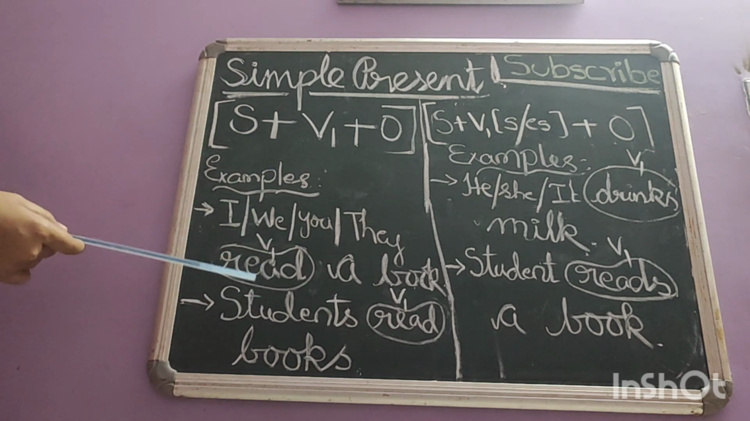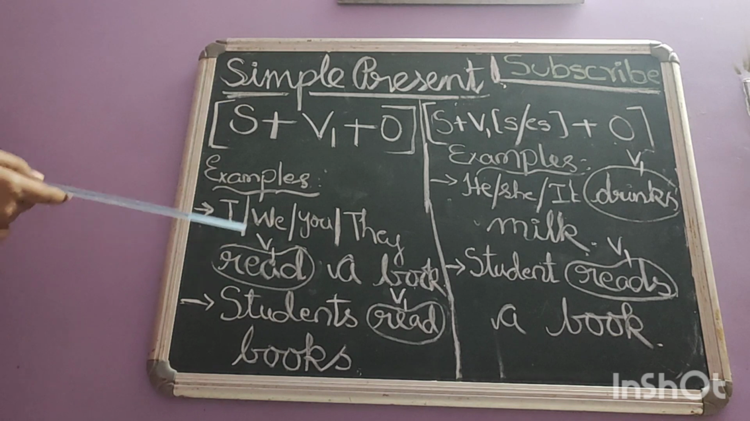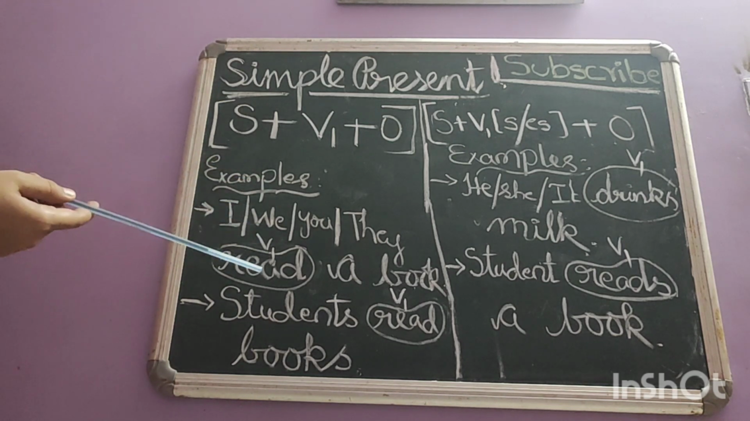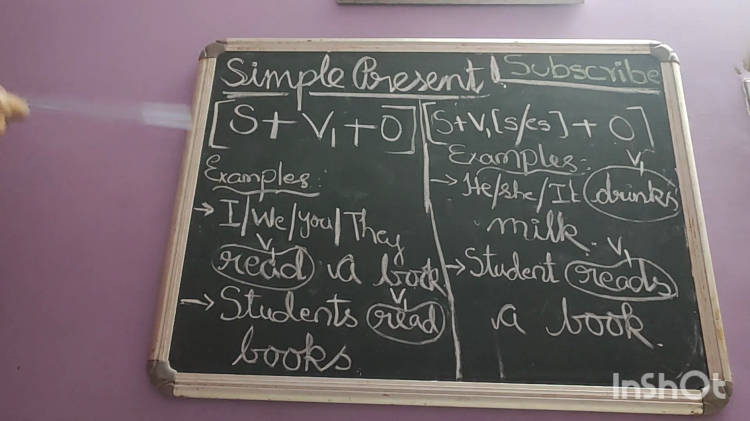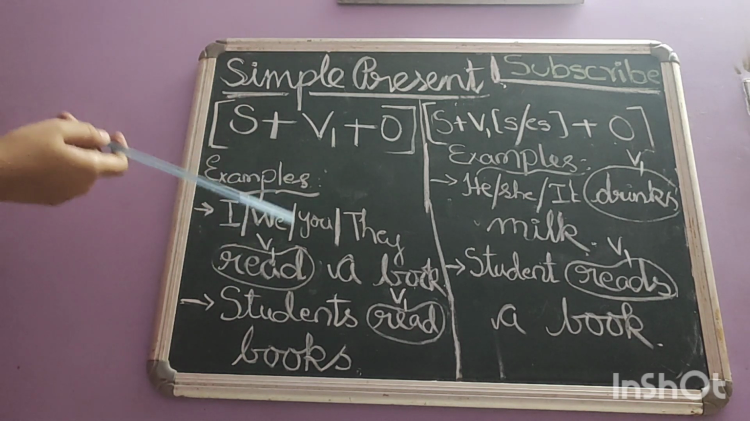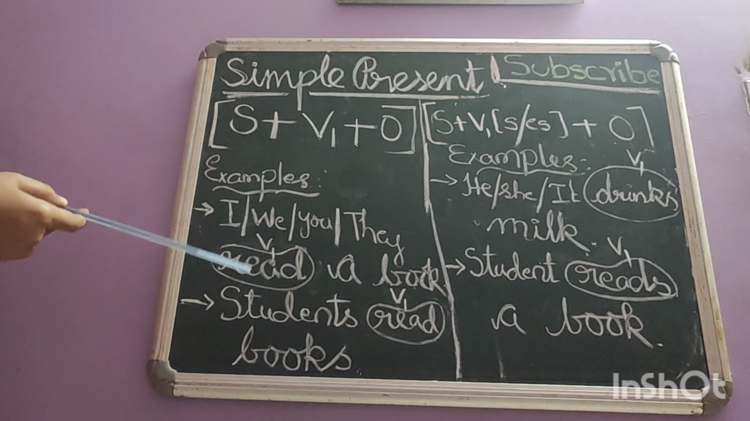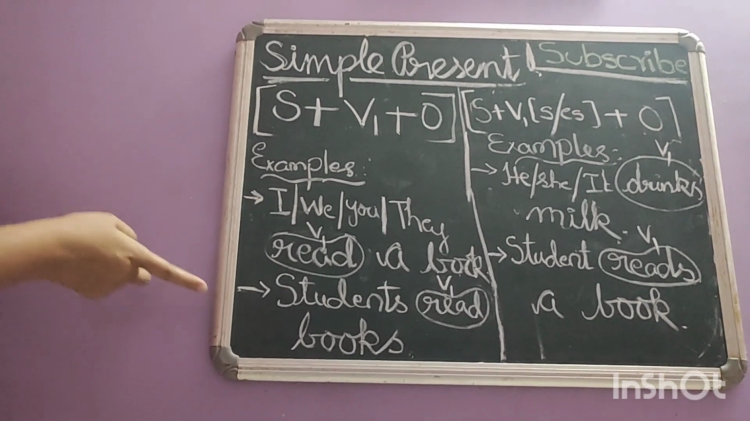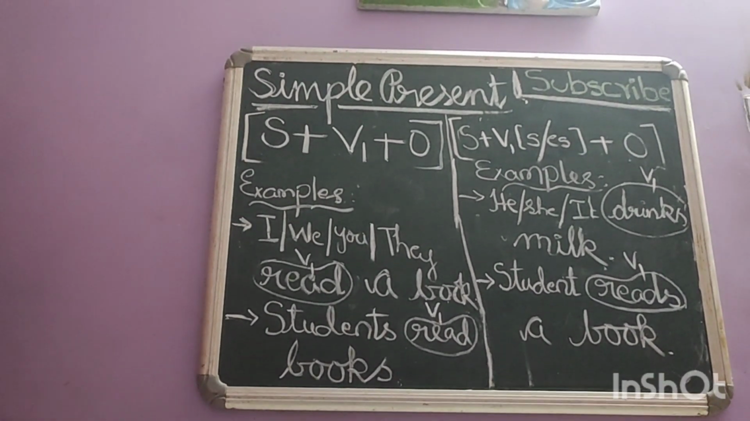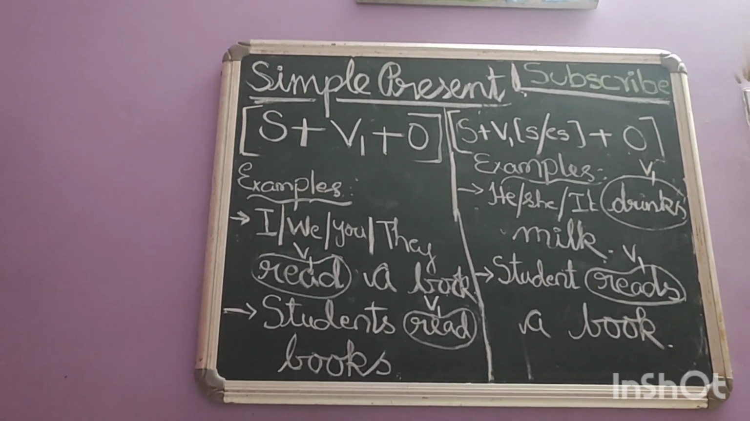Okay. And one more thing, just keep in mind that whenever we see words like every day, every week, regularly, daily in any sentence, we have to identify that the sentence belongs to simple present only. Okay. So in this video, simple present tense is over, right? I hope you understood it very easily.